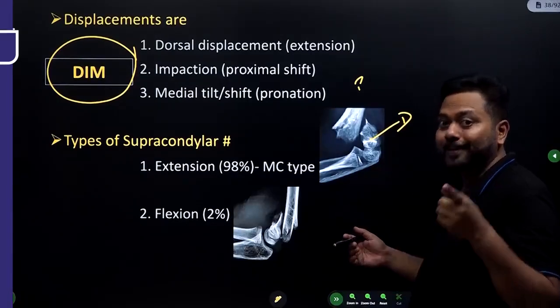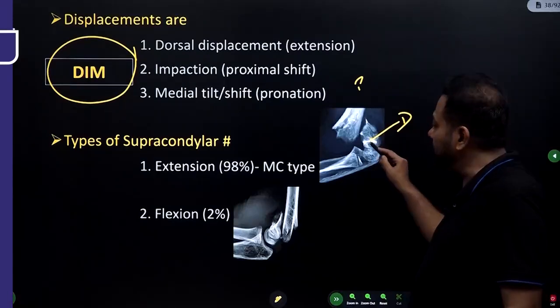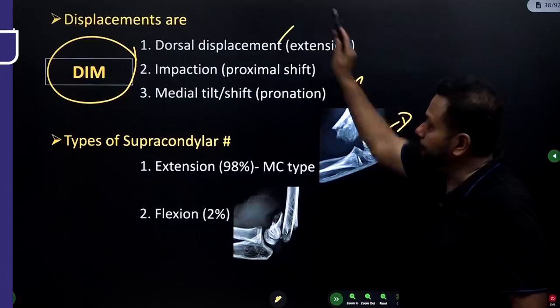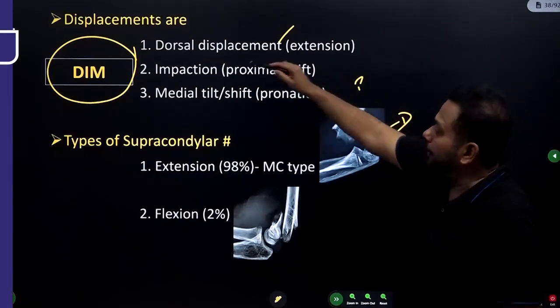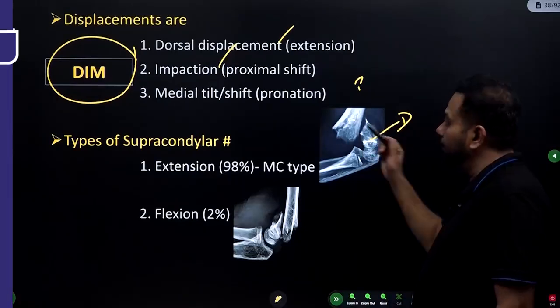The commonest type, I said, is the extension type, 98% extension type. What are the displacements? The distal fragment is displaced dorsally. Impaction of the distal fragment into the proximal fragment. Medial tilt or medial shift of the distal fragment.